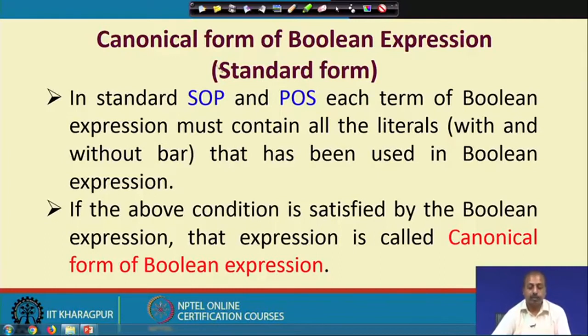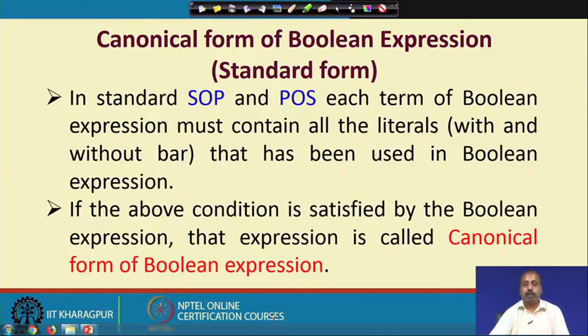So when you are taking the sum of product or product of sum, all the literals should appear in the individual terms. If not, then it is not in the canonical form. If the condition is satisfied, then the Boolean expression is said to be in canonical form. It is called canonical because now it becomes unique. For a particular Boolean expression you can have only one canonical sum of product form and another canonical product of sum form. You cannot have more than one canonical form for the same expression.